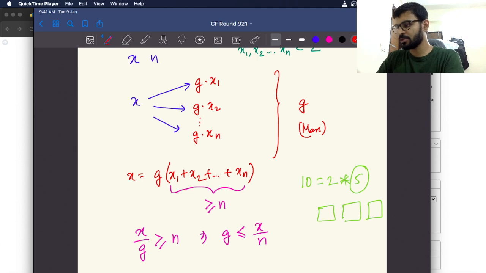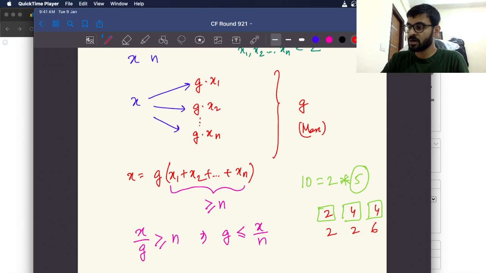You can have 2 into 1, 2 into 2, 2 into 2, that is 2, 4, 4. Or you can have 2, 2, 6, something like this. So definitely here your multiples are 1, 2, 2. Here your multiples are 1, 1, 3 in this way. So basically those multiplicative factors need to add up to 5. It's always possible.